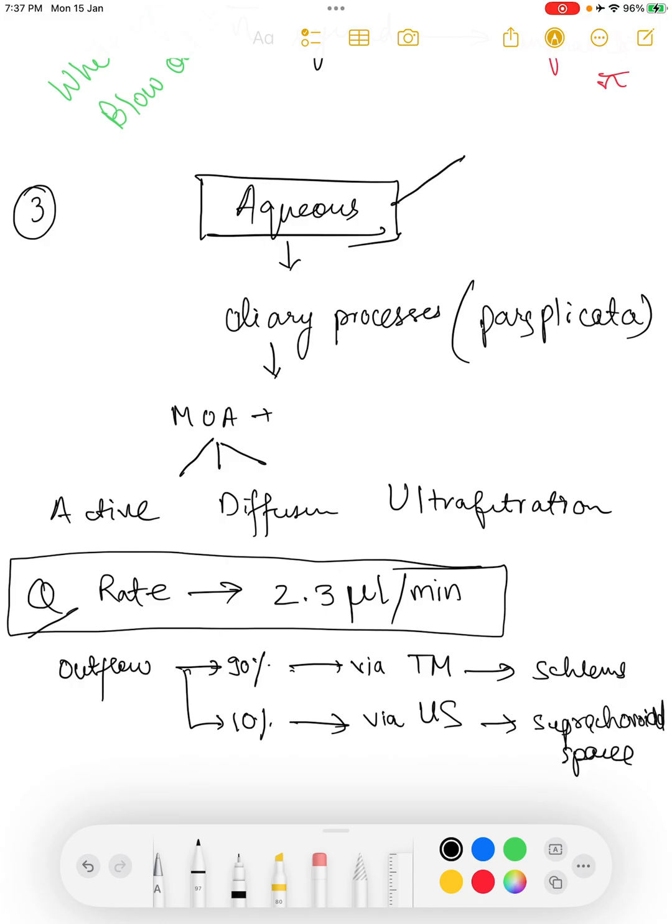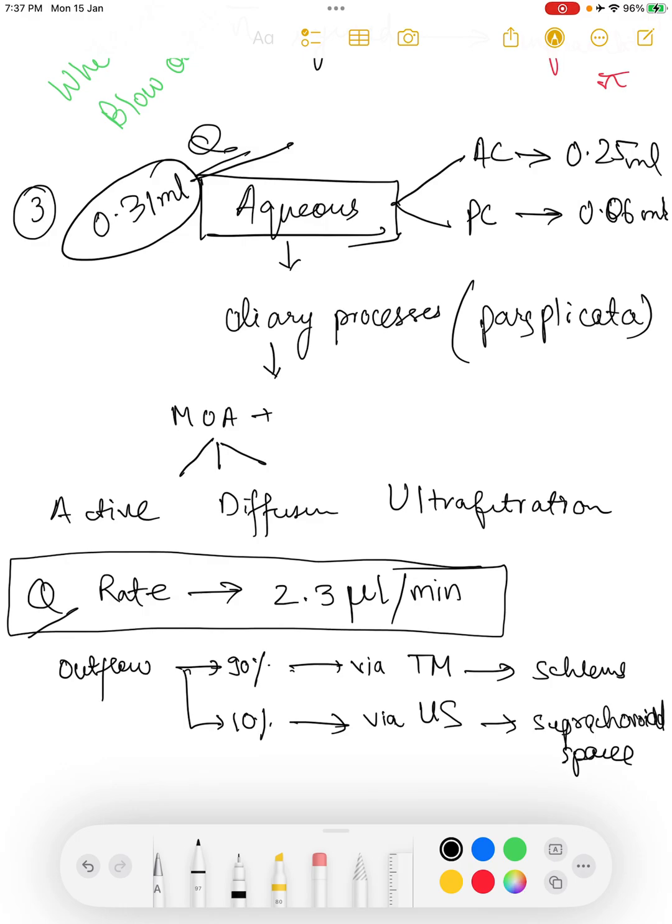Adding on, anterior chamber has 0.25 ml of aqueous, posterior chamber has 0.06 ml of aqueous, then the total is 0.31 ml. Again a question which is at par with all the books. Hope you are clear with all these till now.